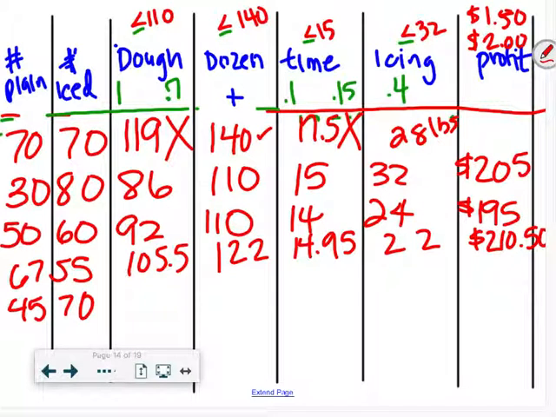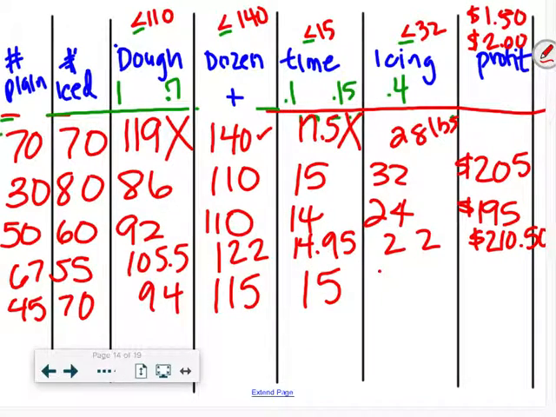Okay. What about our 45, 70 over here? How much dough? And dozens? Time? And icing? And profit? Okay. So do you think there's a combo out there bigger than 210.50? Gotta be. Think so? Yeah, we'll just have to check pretty much every combination.